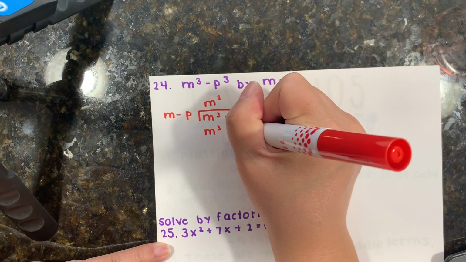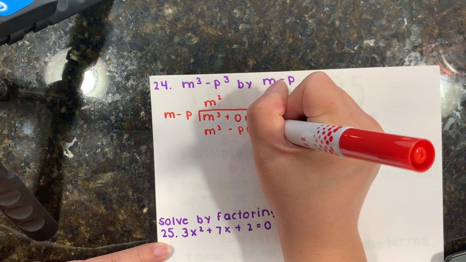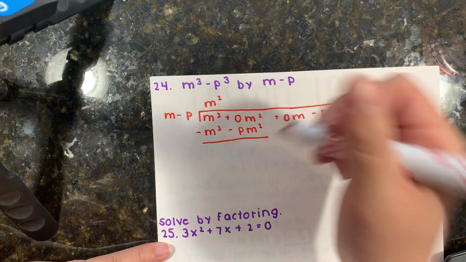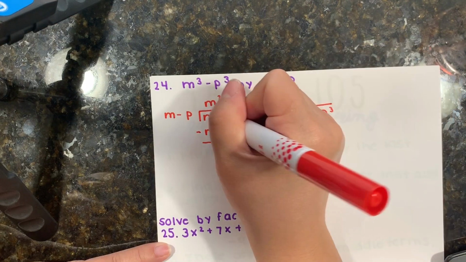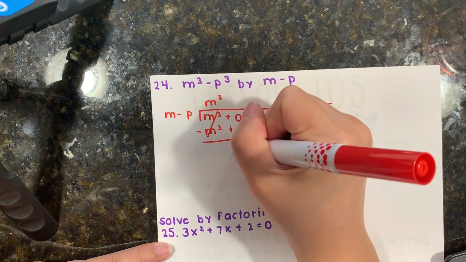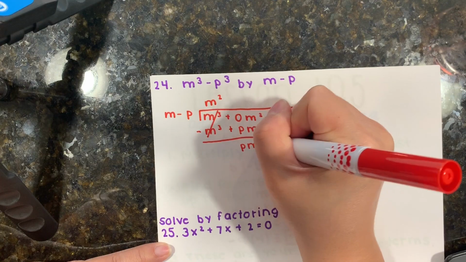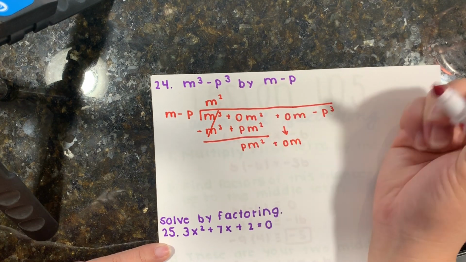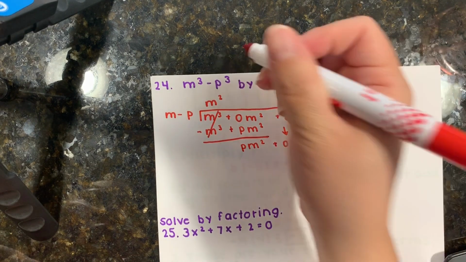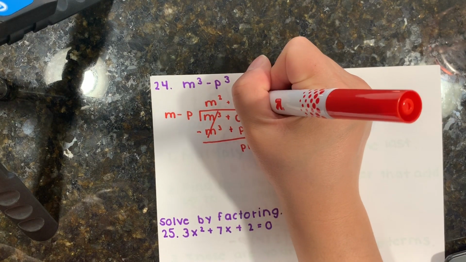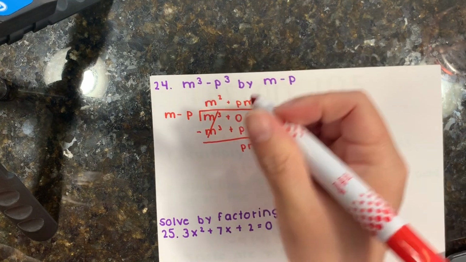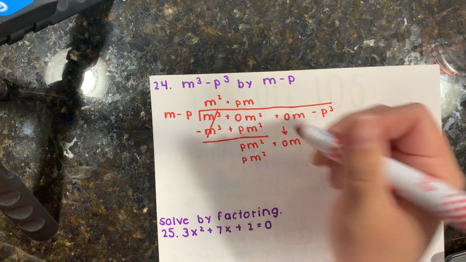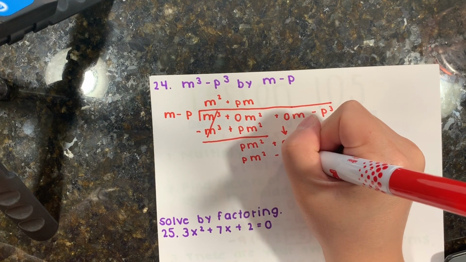m squared times negative p would be negative pm squared. Because I'm subtracting, though, the positive turns to a negative and my negative changes to a positive, so I cancel out my m cubes. I'm left with just pm squared, and I can carry down my 0m. Now, when I divide this by m, I'm just going to get positive pm. When I multiply pm times m, I get pm squared. And when I multiply pm times negative p, I get negative p squared m.